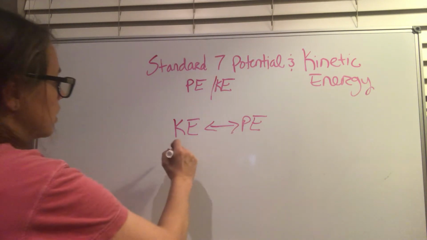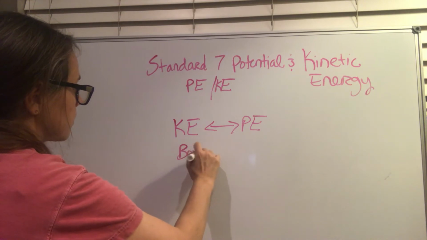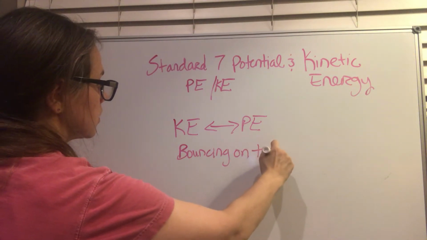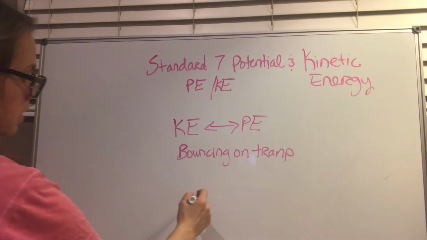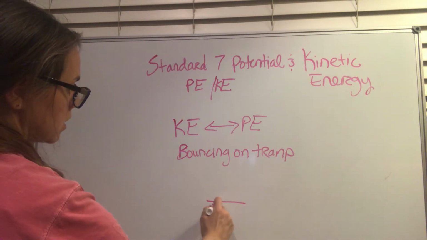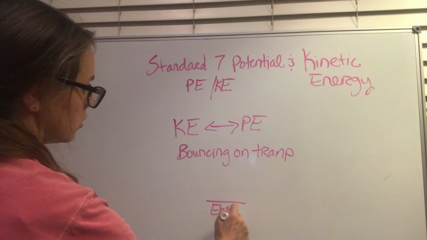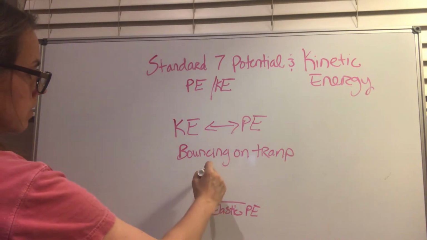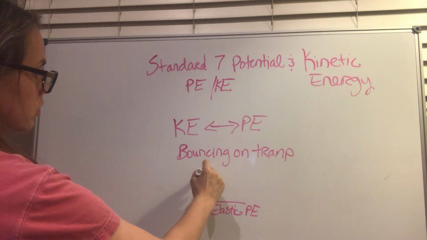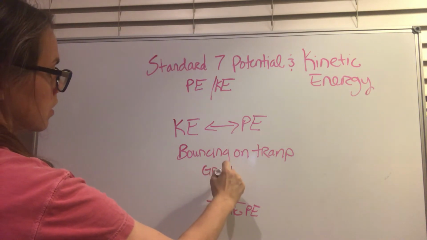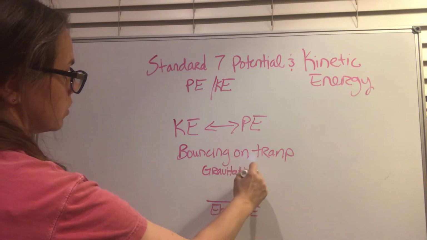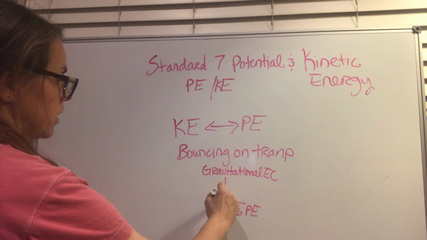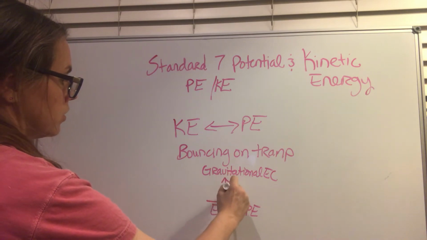And when you're bouncing on a trampoline, what you've got going is elastic potential energy below you, and then gravitational potential energy above. And then between here is kinetic energy.